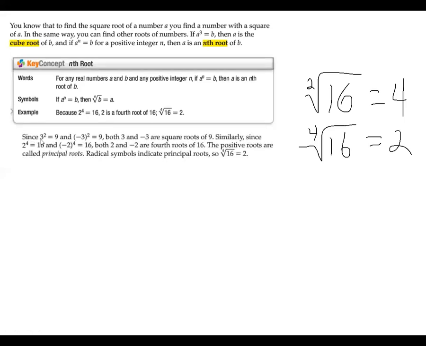All right. Since 3 squared equals 9 and negative 3 squared equals 9, both 3 and negative 3 are square roots of 9. Similarly, since 2 to the 4th equals 16 and negative 2 to the 4th equals 16, both 2 and negative 2 are 4th roots of 16. The positive roots are called principal roots. Radical symbols indicate principal roots, so the 4th root of 16 equals 2. In other words, if you just have a regular old radical, you automatically take the principal root, the positive root. Okay, but if it said negative 4th root of 16, your answer would be negative 2, because that indicates the negative root. Okay?